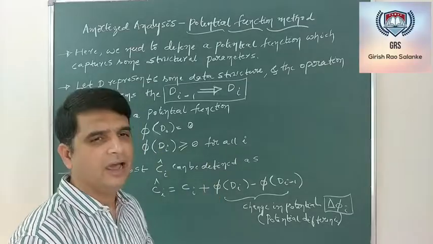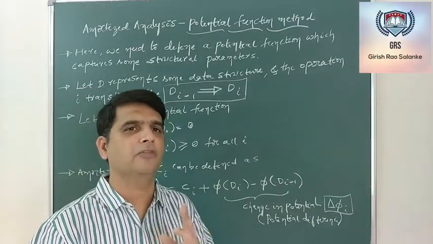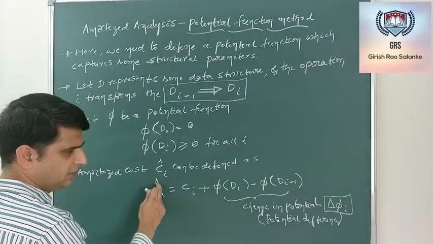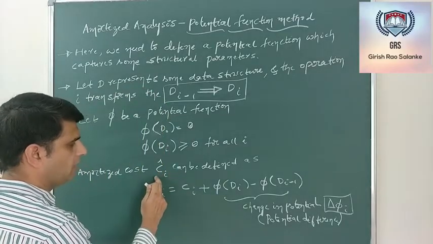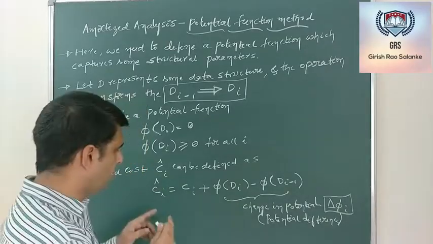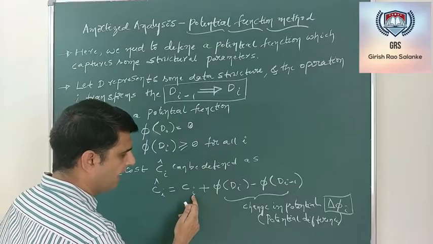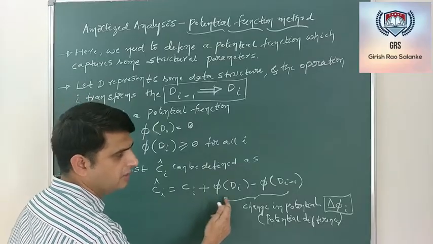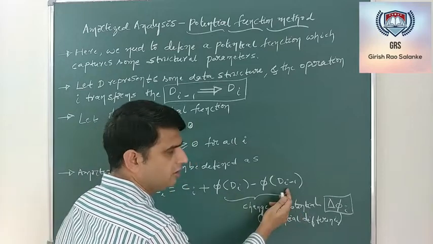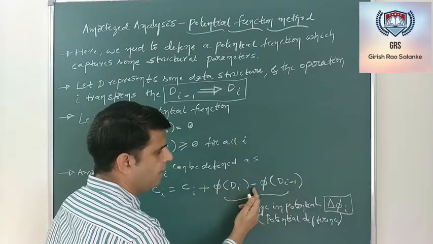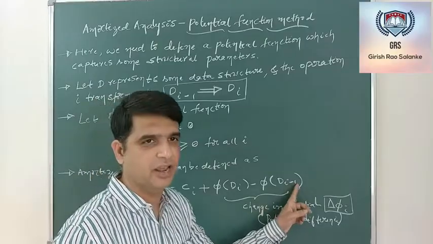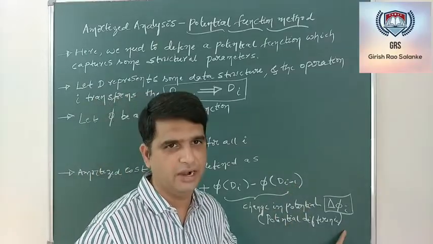In the sense, let me denote the amortized cost of performing a particular operation i as C_i'. The C_i' is the amortized cost on performing operation i. This amortized cost is equal to the actual cost C_i plus the change in potential. The change in potential is nothing but the difference phi of D_i minus phi of D_{i-1}. This change in potential is also called the potential difference.